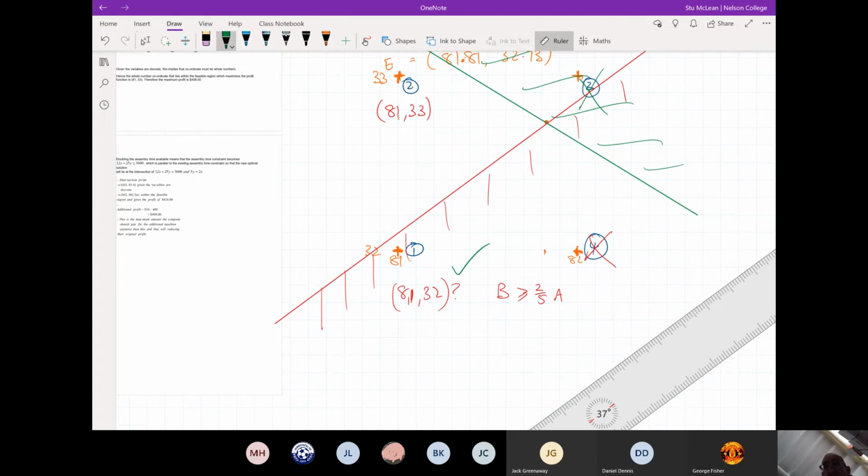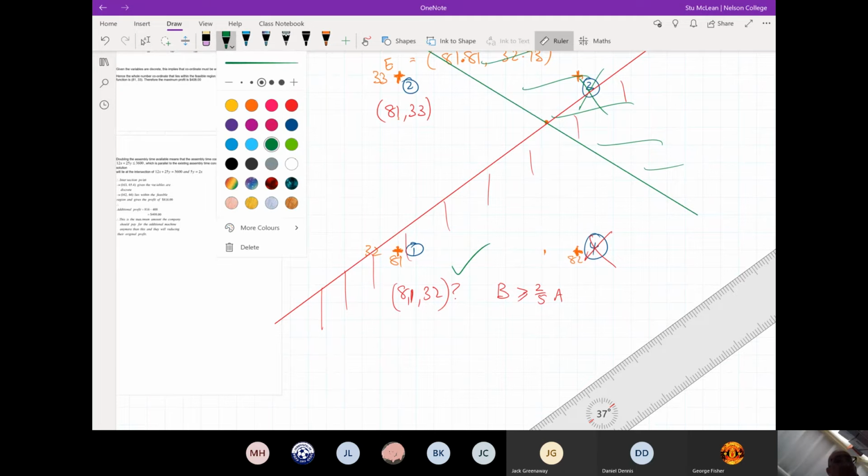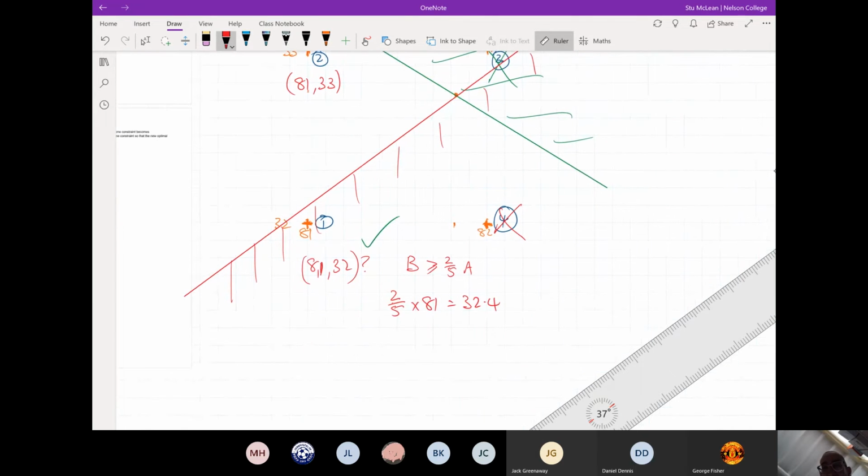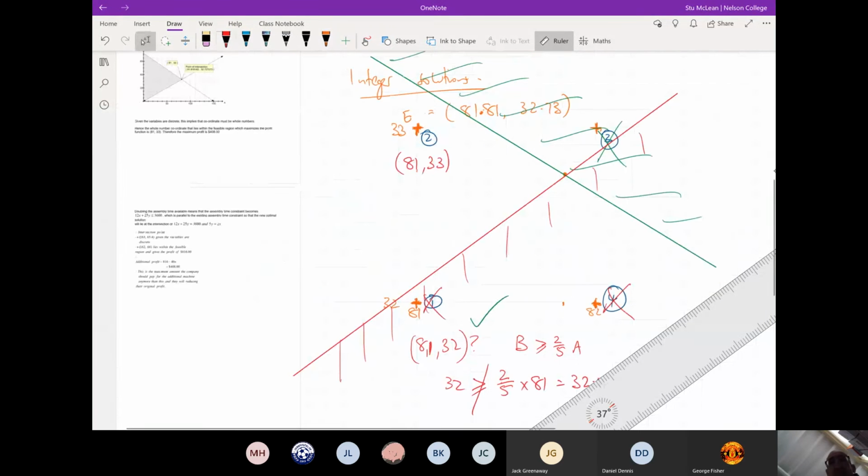Is 32 bigger than or equal to 2/5 of 81? 2/5 of 81 is 32.4, and that is not. So 32 is not greater than or equal to 32.4. So I can't have that point either. This is the only point I can have, this one here, if I wanted to do integer solutions.